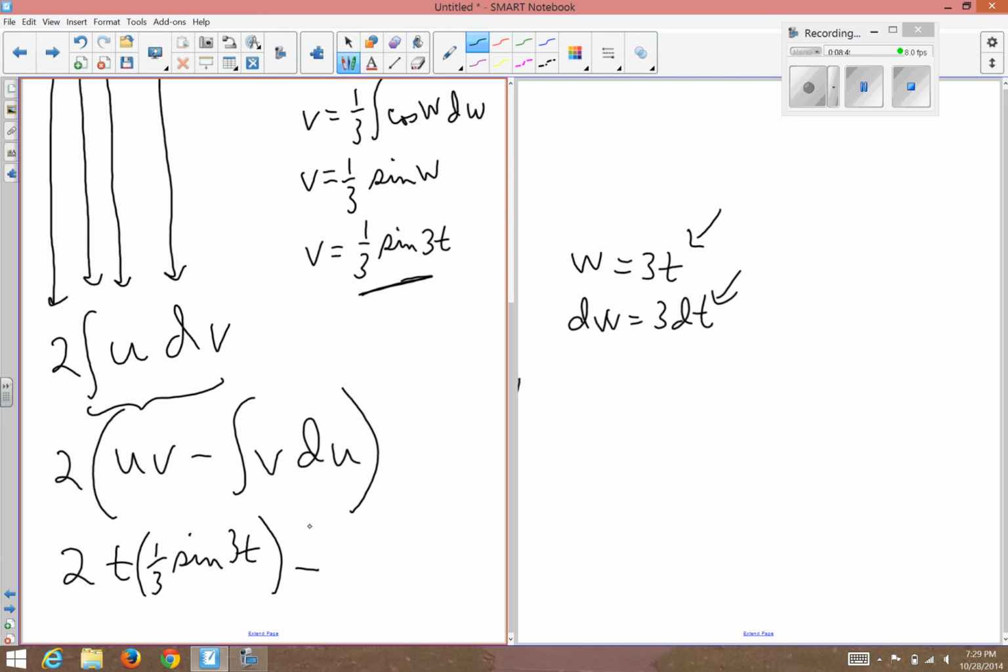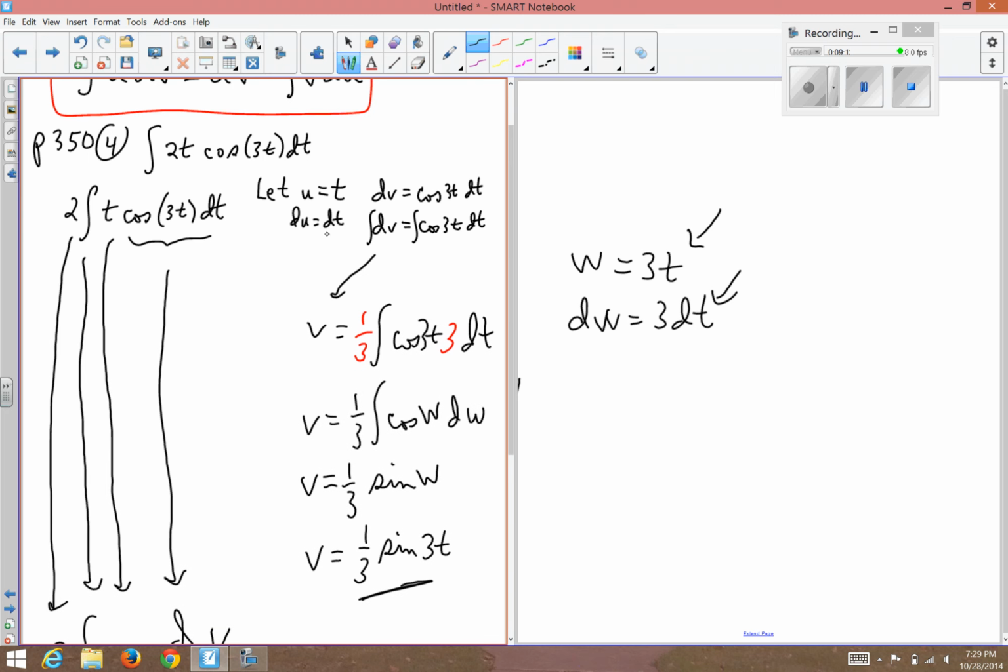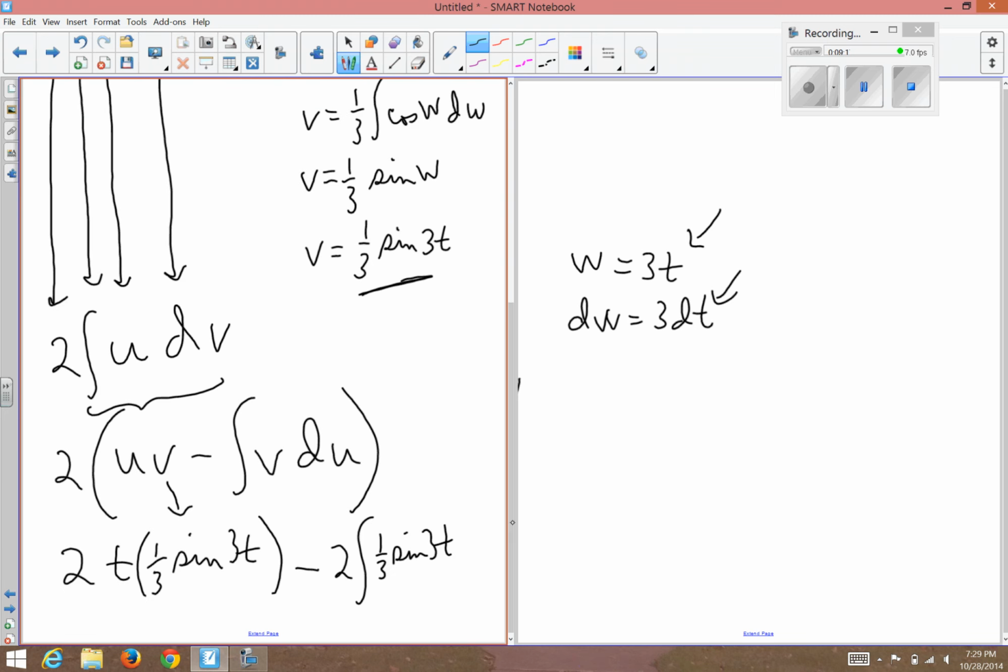We're going to write another 2, because like I said, the 2 is distributing. Then this integral symbol. Right here where it says v, we're going to write this again. Whatever we put in place of v, the same thing has to go here: 1/3 sine 3t. And where it says du, we have to put dt. It's from way up there.